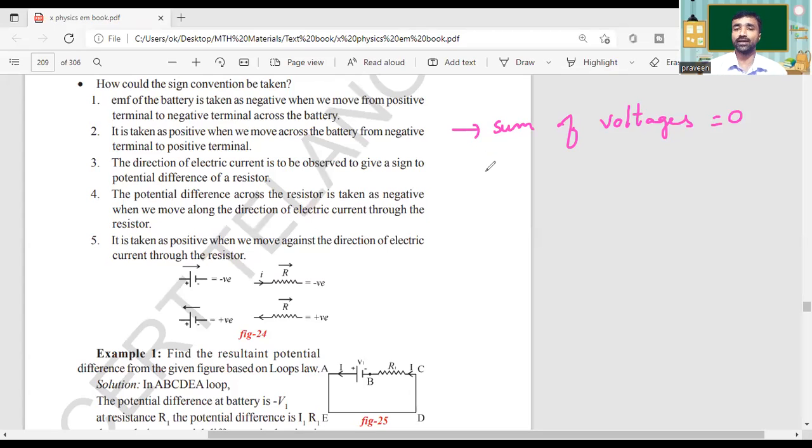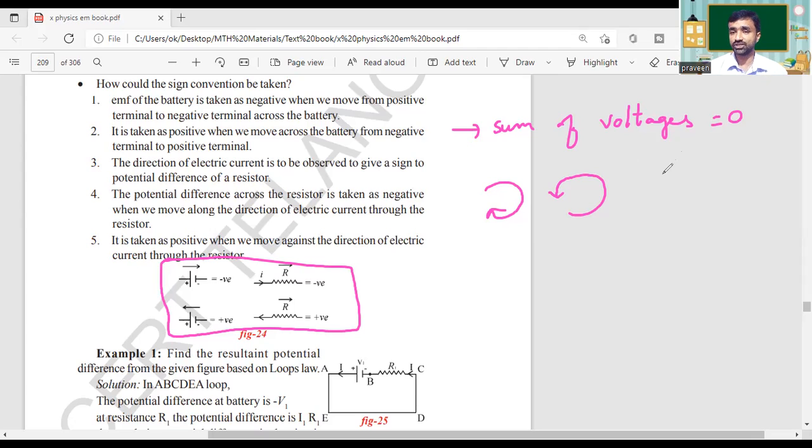So this we can call Kirchhoff's loop law, or Kirchhoff's law of voltages, or Kirchhoff's second law. Right? So we follow the rules of sign convention while traversing the loop. Maybe you follow clockwise direction or anti-clockwise direction. Anything you can follow in the loop, but you must follow the rules of sign convention in case of a battery and in case of a resistor.